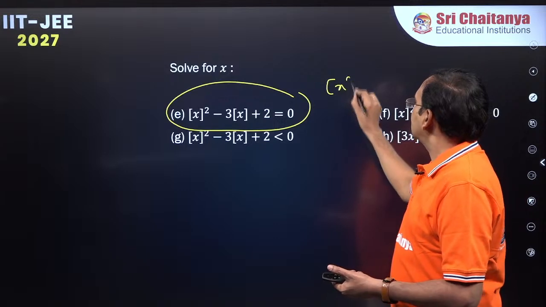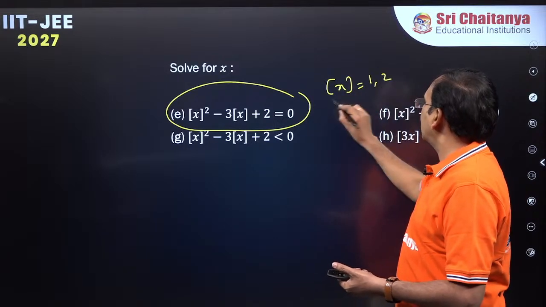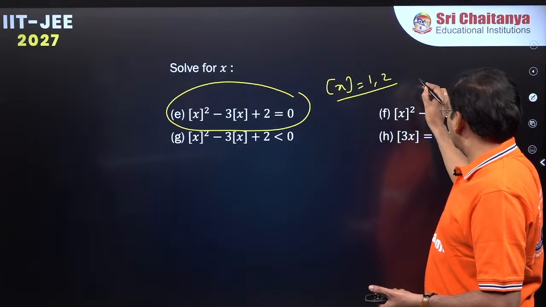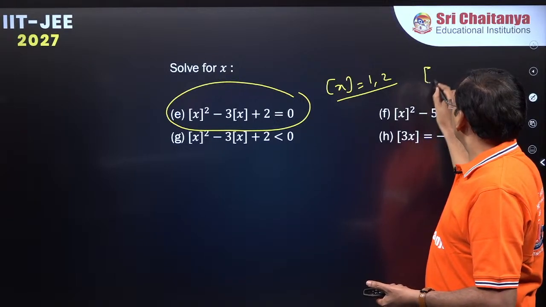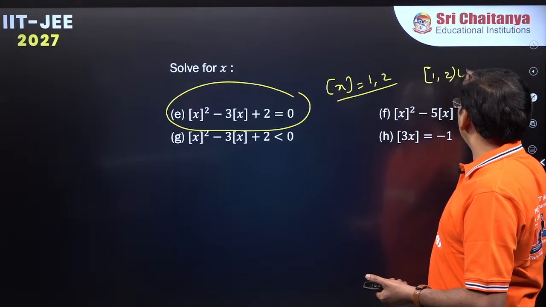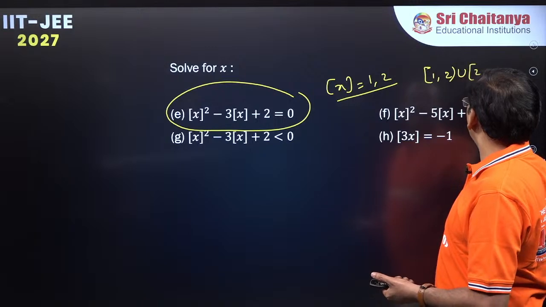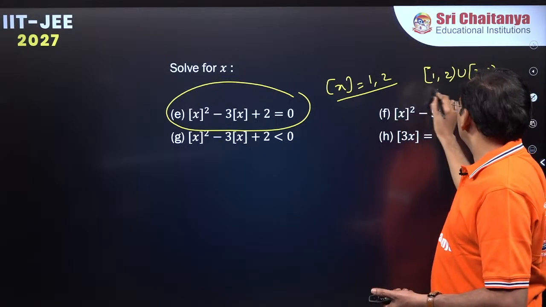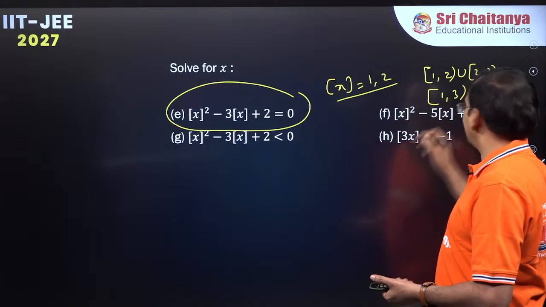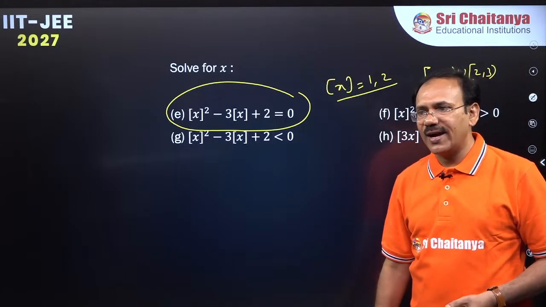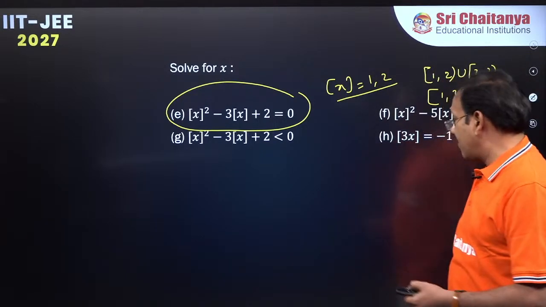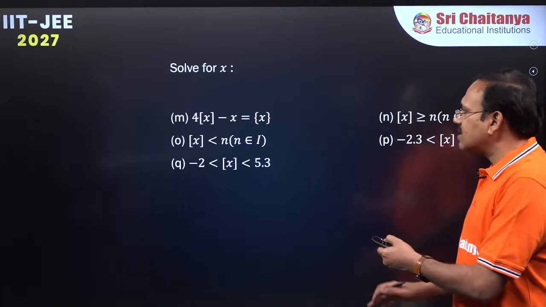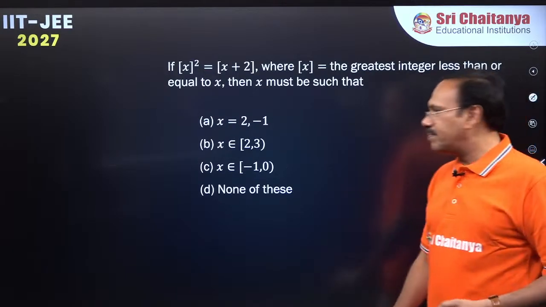You will get step x is equal to 1, 2. Correct? If step x is equal to 1, the answer is closed 1 to open 2. If step x is 2, closed 2 to open 3. If you combine, dear students, closed 1 to open 3 is the answer. Okay? Right, everyone? So, similarly, I have kept a few more questions. You can solve these. These are all simple questions.